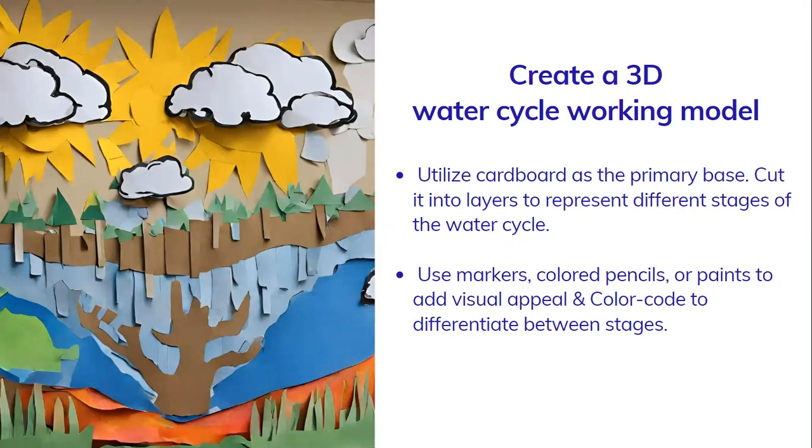First is utilize cardboard as a primary base. Cut it into layers to represent different stages of the water cycle. Use markers, color pencils or paints to add visual appeal and color code to differentiate between stages. So you begin with this step first.